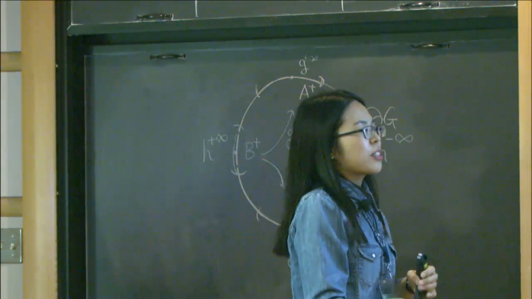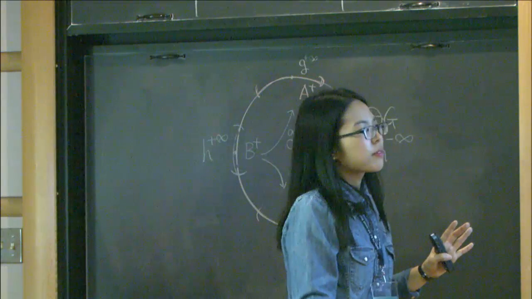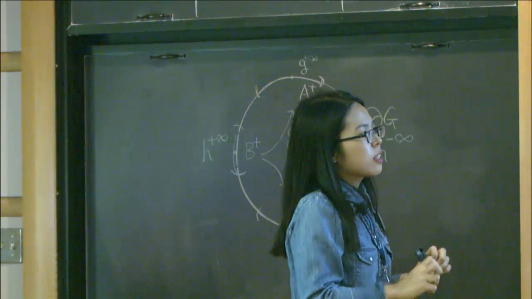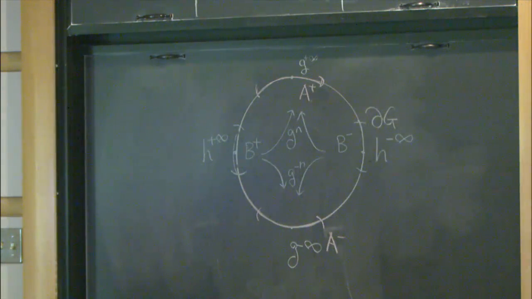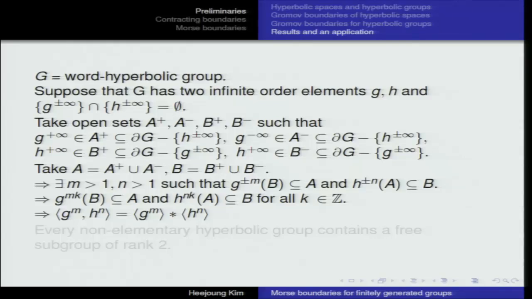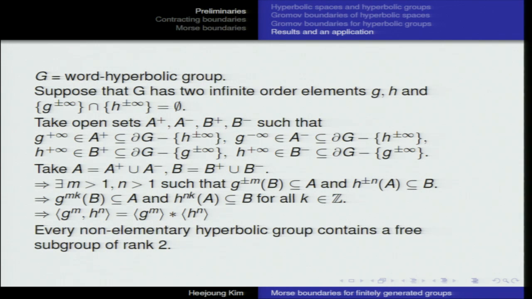Then now we can use the Ping-Pong Lemma, because we found appropriate sets. Then we know the subgroup generated by g^M and h^M is a free product of two cyclic subgroups. So here we know that every non-elementary hyperbolic group, meaning it has two infinite order elements, then contains a free subgroup of rank 2.